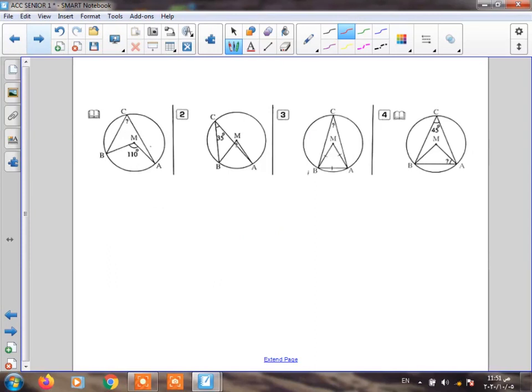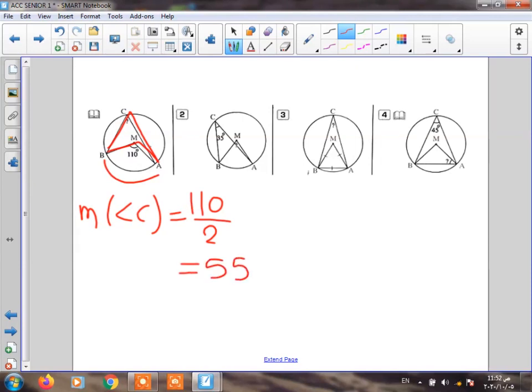Here I have a central angle which is 110 degrees, and here I have an inscribed angle subtended by the same arc. Now what is the relation between the inscribed and central angle? The inscribed angle equals half the measure of the central angle. So now the measure of angle C equals 110 divided by 2, which equals 55 degrees.